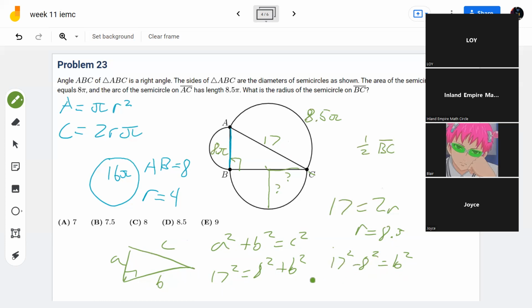So A squared minus B squared. Let's use 17 plus 8, 17 minus 8.